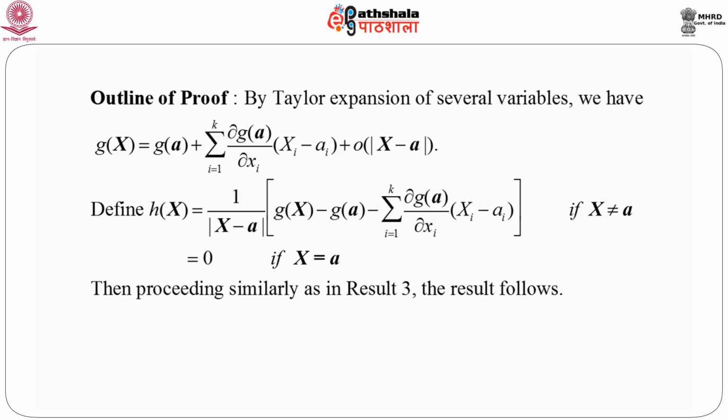Just again use Taylor's expansion for several variables. We know that g(x) equals g(a) plus summation i equals 1 to k del by del xi of g(a) into (xi minus ai) plus small o of the modulus of x minus a. Now, we define h as 1 by modulus of (x minus a) into g(x) minus g(a) minus summation i equals 1 to k del by del xi of g(a) into (xi minus ai) if x not equal to a, and this takes the value 0 if x equals a. Now, defining this function and using again the results related to big O and small o, that means orders in probability, proceeding exactly similarly as in the previous result, we can immediately prove this statement.